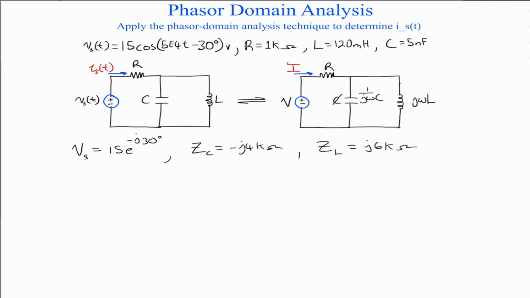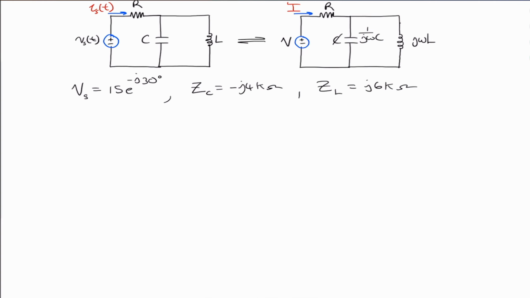At this point, it's up to you to pick whatever analysis technique you want to use to determine the current in the circuit. You could apply the node method. You could apply loops, but all I'm going to do is combine the parallel components and then use V divided by our impedance to get the current. So that would be in a series circuit. So what I'm suggesting is that we combine.